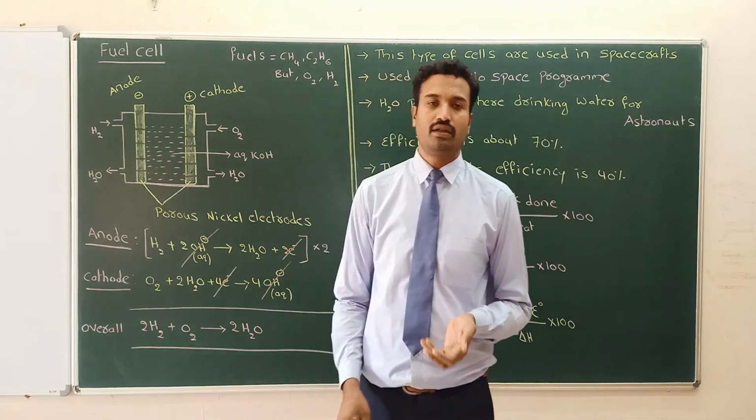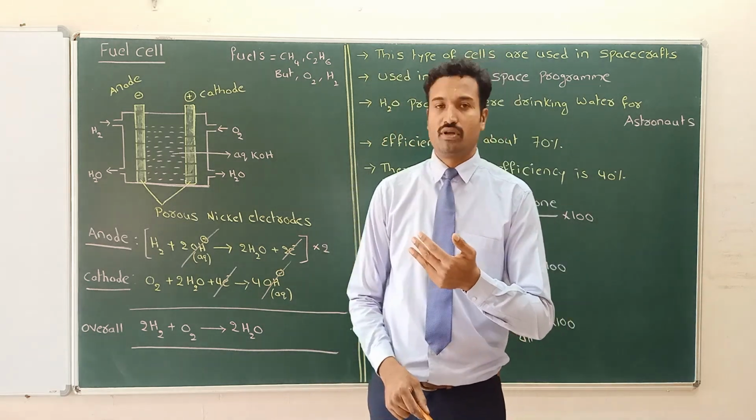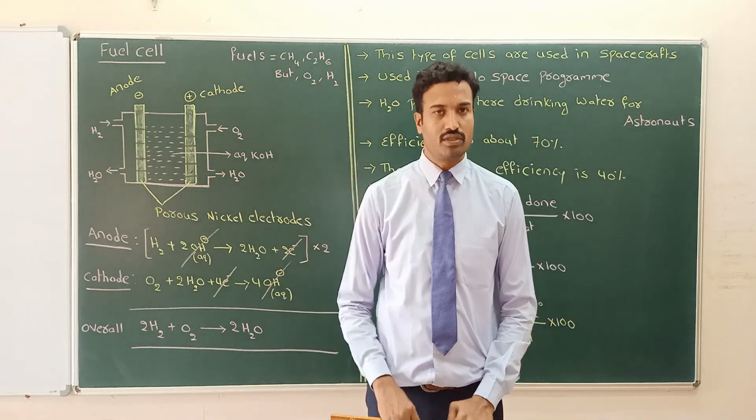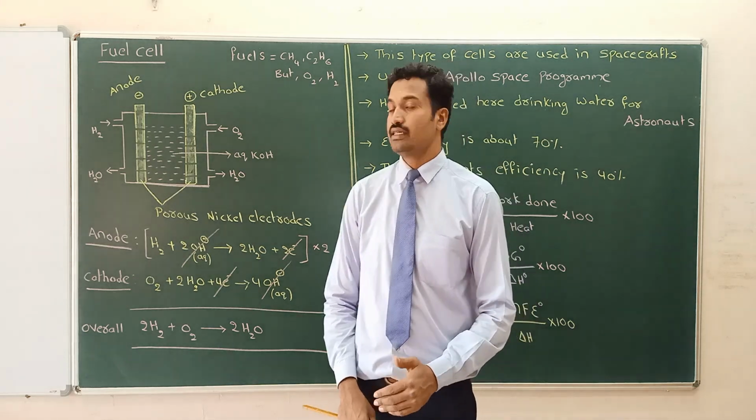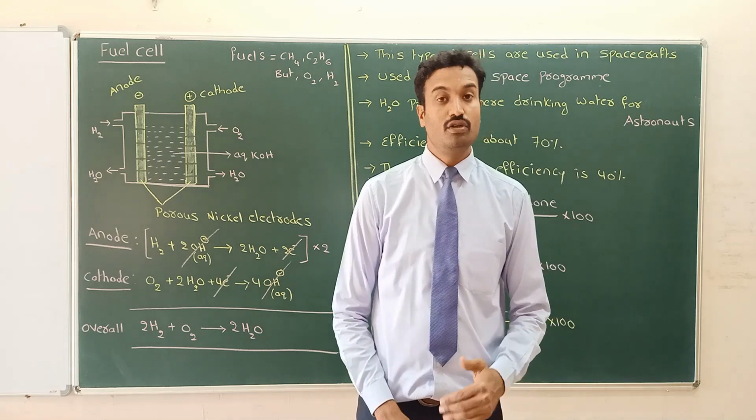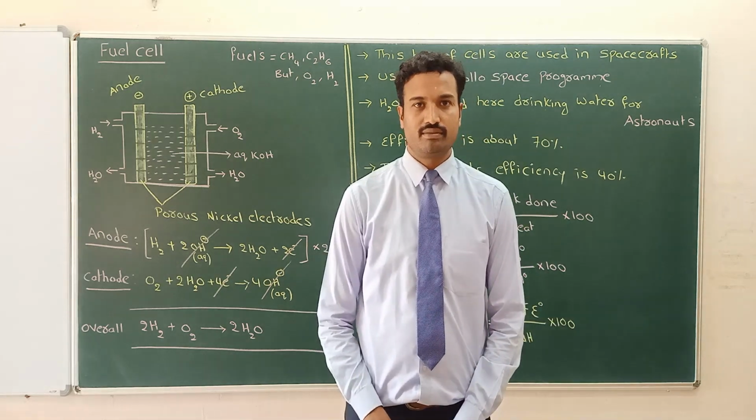Next, the continuation of the last topic about electrochemical cells, that is corrosion, you need to practice. That is the homework. Then in the next class we will discuss numericals and the Nernst equation. Thank you very much.